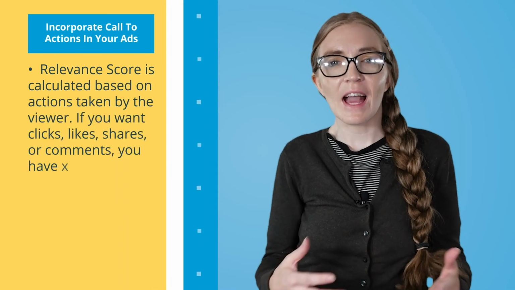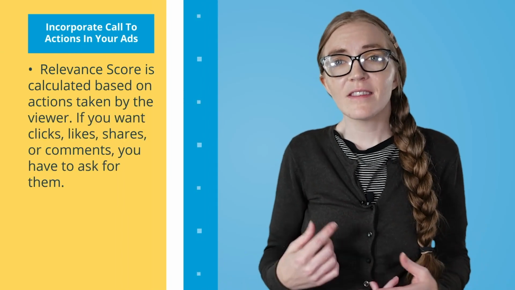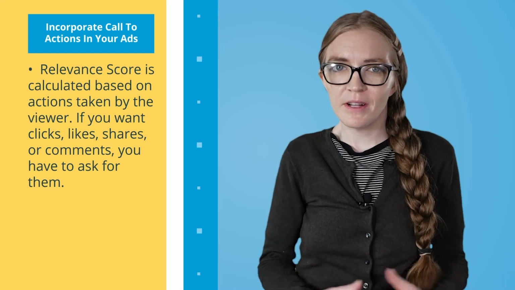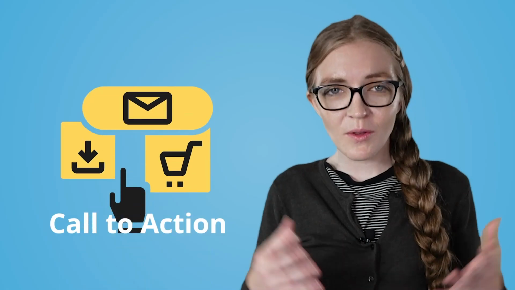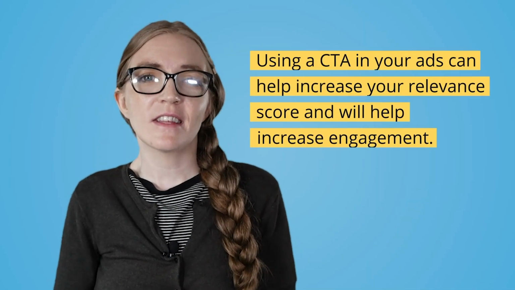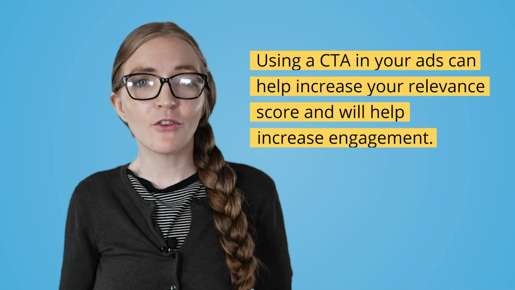Let's talk about what you can do to lower the cost of your ads. The first thing that you can do is incorporate a call to action in your ads. Do you remember how we talked about that relevance score earlier? That's calculated based on the actions taken by the viewer. If you want clicks, likes, shares, or comments to increase that relevance score, you have to ask for them. How do you ask for them, you might be thinking? You use a call to action, or a CTA in marketing speak. Using a CTA in your ads can help increase your relevance score and it will increase your engagement.